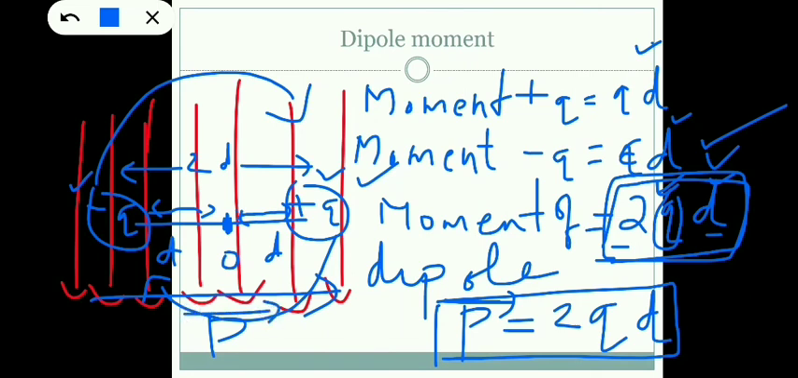That means opposite to electric field. The direction of electric field is from plus q to minus q charge, but the direction of dipole moment is from minus q charge to plus q charge. Okay, and what will be the unit of dipole moment? The unit of dipole moment is Coulomb meter, because it is obtained by multiplying charge with distance. The unit of charge is Coulomb, the unit of distance is meter. So the unit of dipole moment is Coulomb meter. So this expression is very, very important. Dipole moment P equal to 2qd.